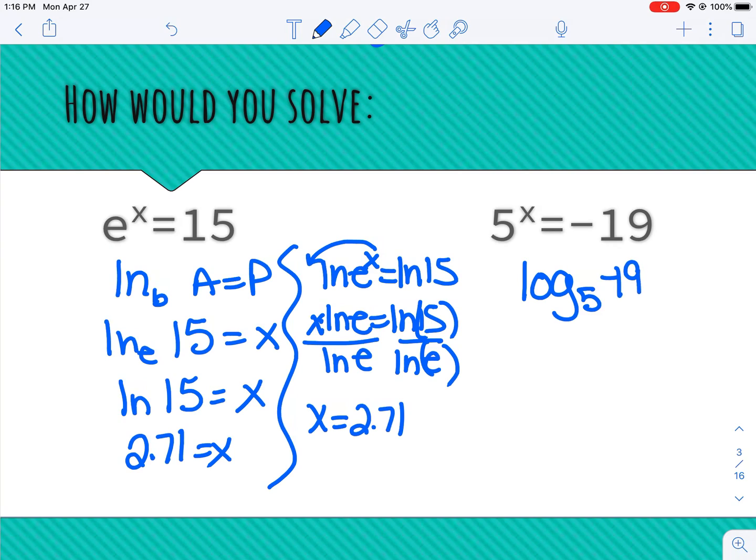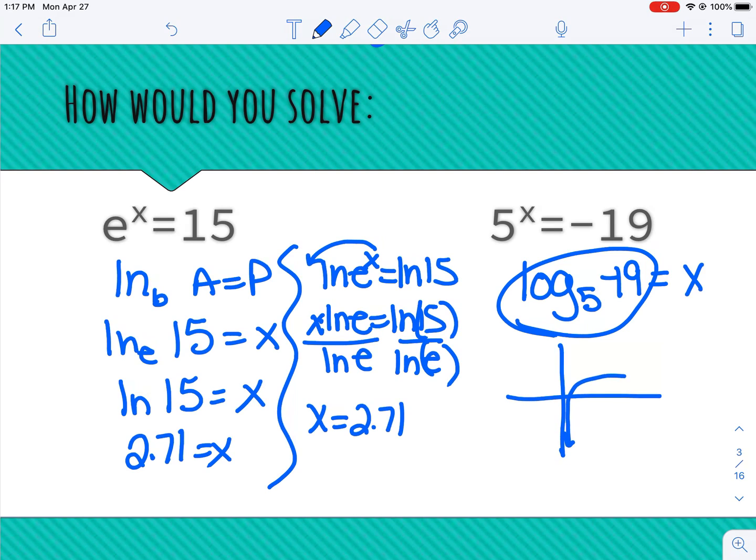To solve this one, you're going to rewrite it back to log form. So base is 5, answer is negative 19, power is x. If you try to do this on your calculator, you're going to find out that it gives you an error. Keep in mind, when we do logs, the domain has to be greater than 0. So we can't log negative 19. There's nothing in there that's going to work.